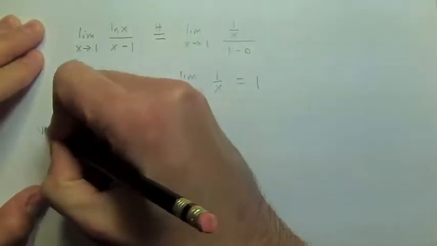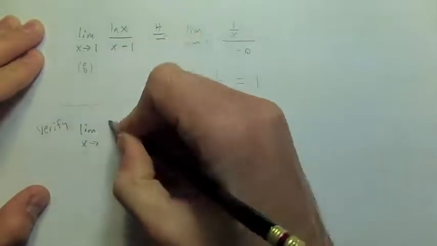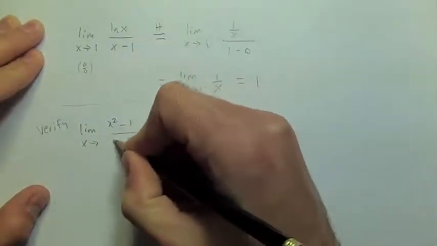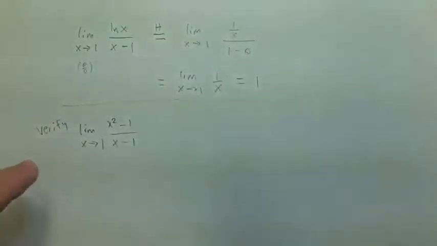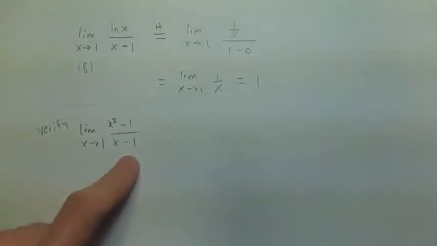We're going to verify with the limit as x goes to 1 of x squared minus 1 over x minus 1. We already know what this should go to. We did that at the beginning of the lecture. This should go to 1.